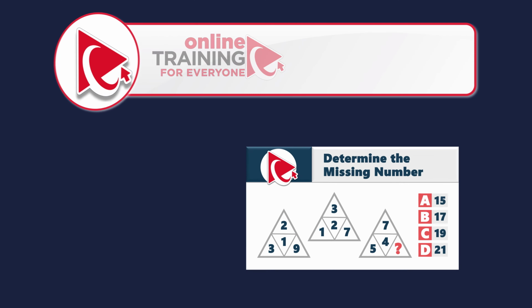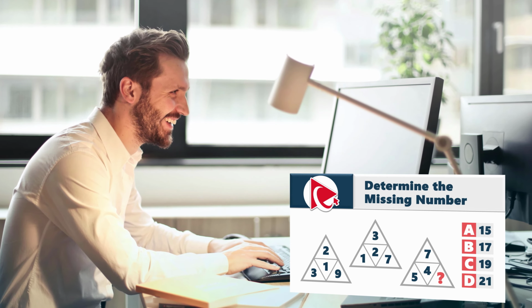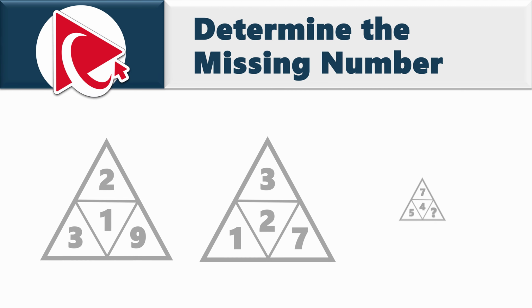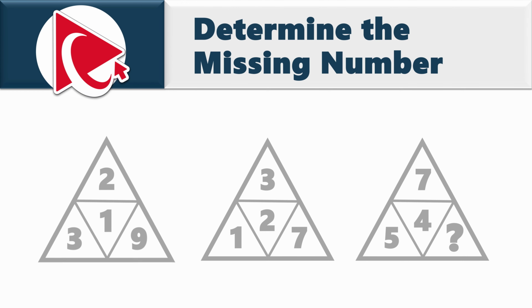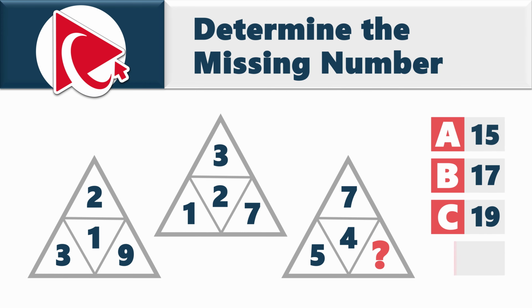Well, guess what? Your time to radiate has arrived. I have full confidence that you will shine with your brilliance right now by solving this challenge. You're presented with 3 triangles. Triangles have numbers inside. The first triangle has number 1 in the middle and numbers 2, 9, and 3 on the sides. Second triangle has number 2 in the middle and numbers 3, 7, and 1 on the sides. And then the third triangle has number 4 in the middle, numbers 7 and 5 on the sides, and in the bottom right corner it has the missing number, which you need to calculate and select out of 4 possible choices. Choice A, 15, choice B, 17, choice C, 19, and last but not least, choice D, 21.